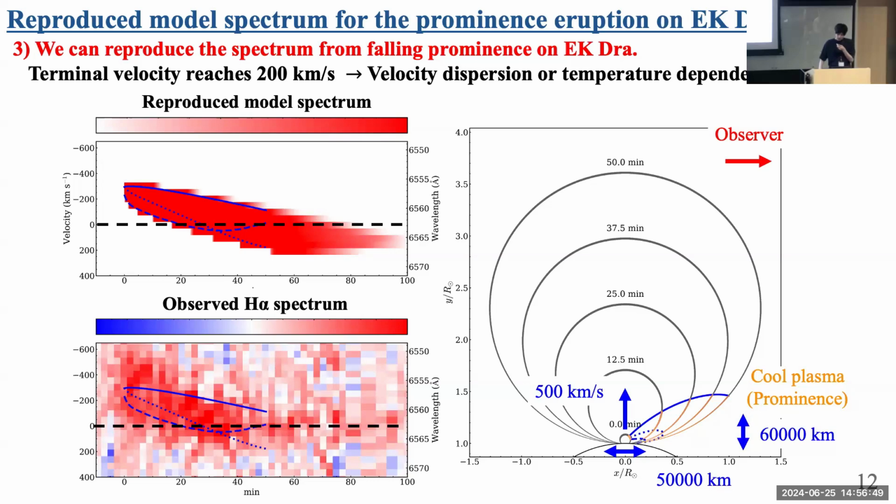The spectrum of H-alpha emission is well reproduced for the blue shift component. Then the prominence falls back. However, the temporal velocity of the model reaches 200 km per second because the prominence falls to the surface. Then the invisible residue is thought to be due probably to velocity dispersion of the observation or to a change in the temperature of the prominence eruption in the model. Then we need to observe the prominence eruption in multi-wavelengths to investigate the temperature dependency.